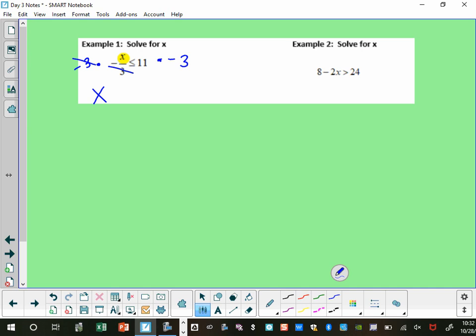What happens to my sign? We're going to flip it. And then 11 times negative 3? Negative 33. And that's my answer. I'm solving like a normal equation. It's just I have an inequality, so I have to flip my signs.